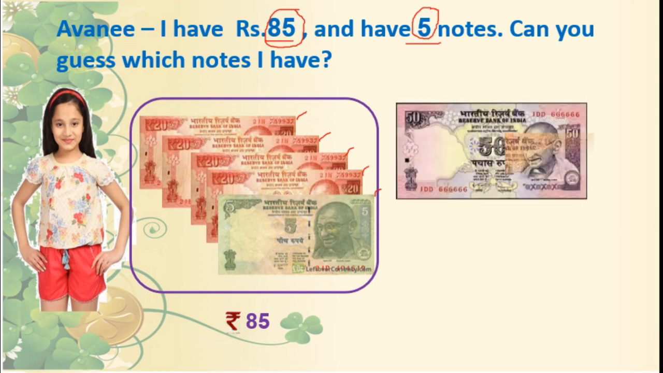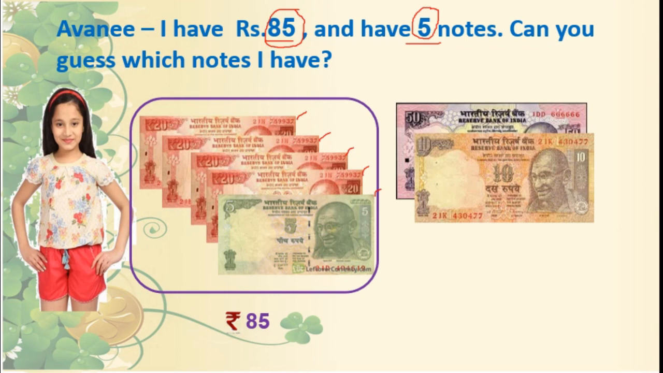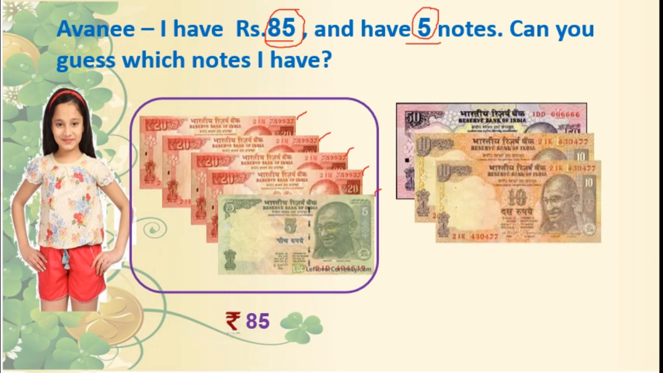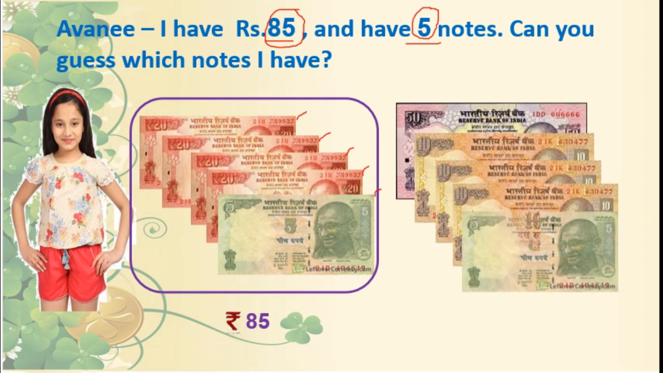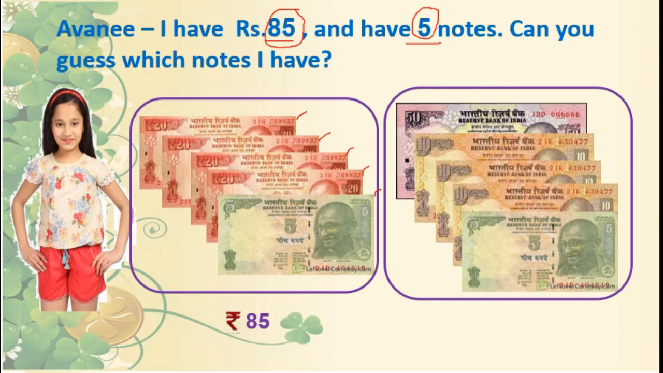One more. 50 rupee one note. This became 60, 70, 80 and 85. Yes, again here also we got 5 notes and 85 rupees. Isn't it? 1 note, 2, 3, 4 and 5. Yes, the total is rupees 85.